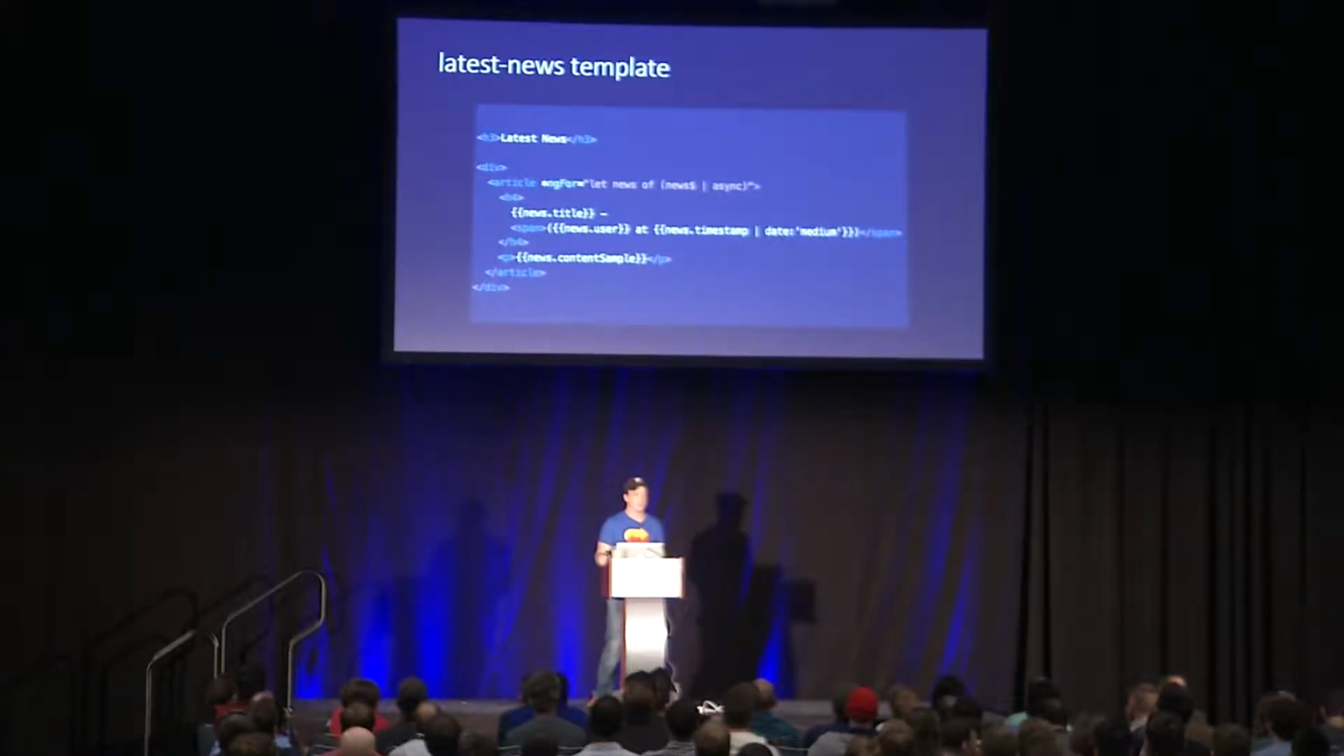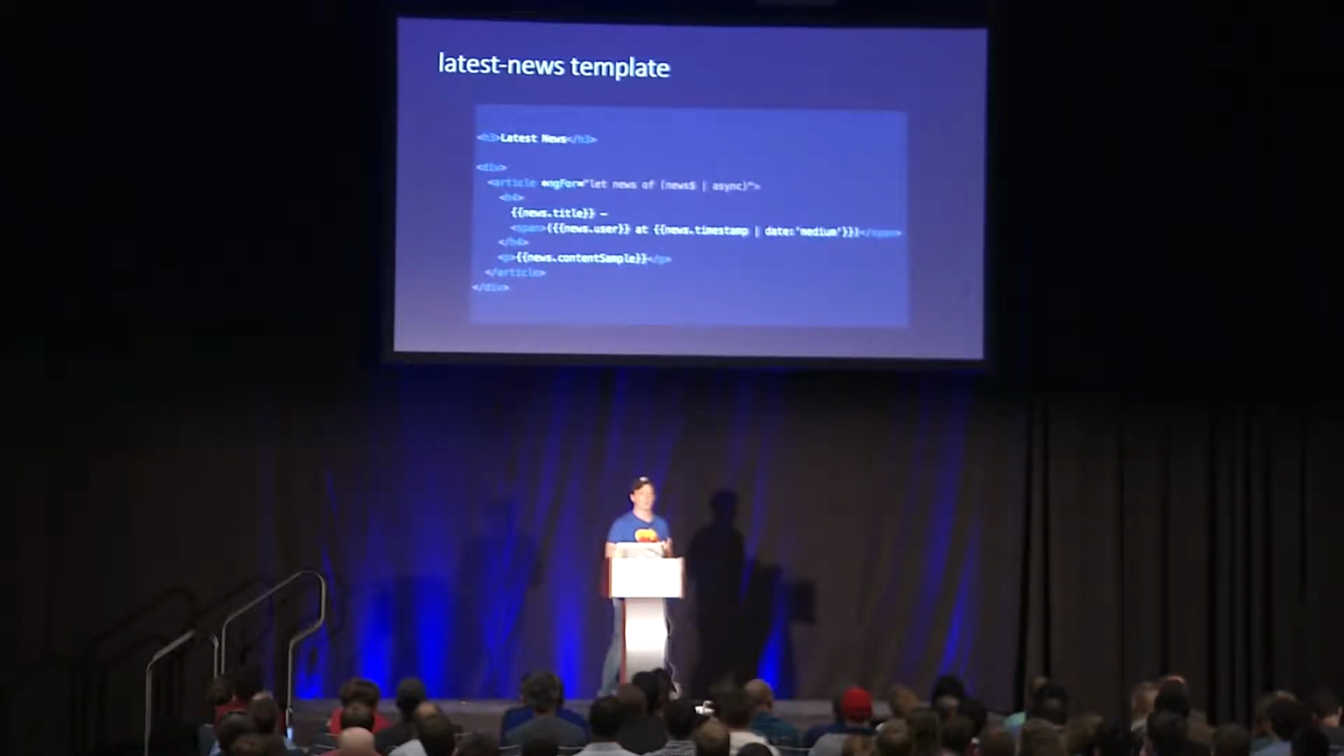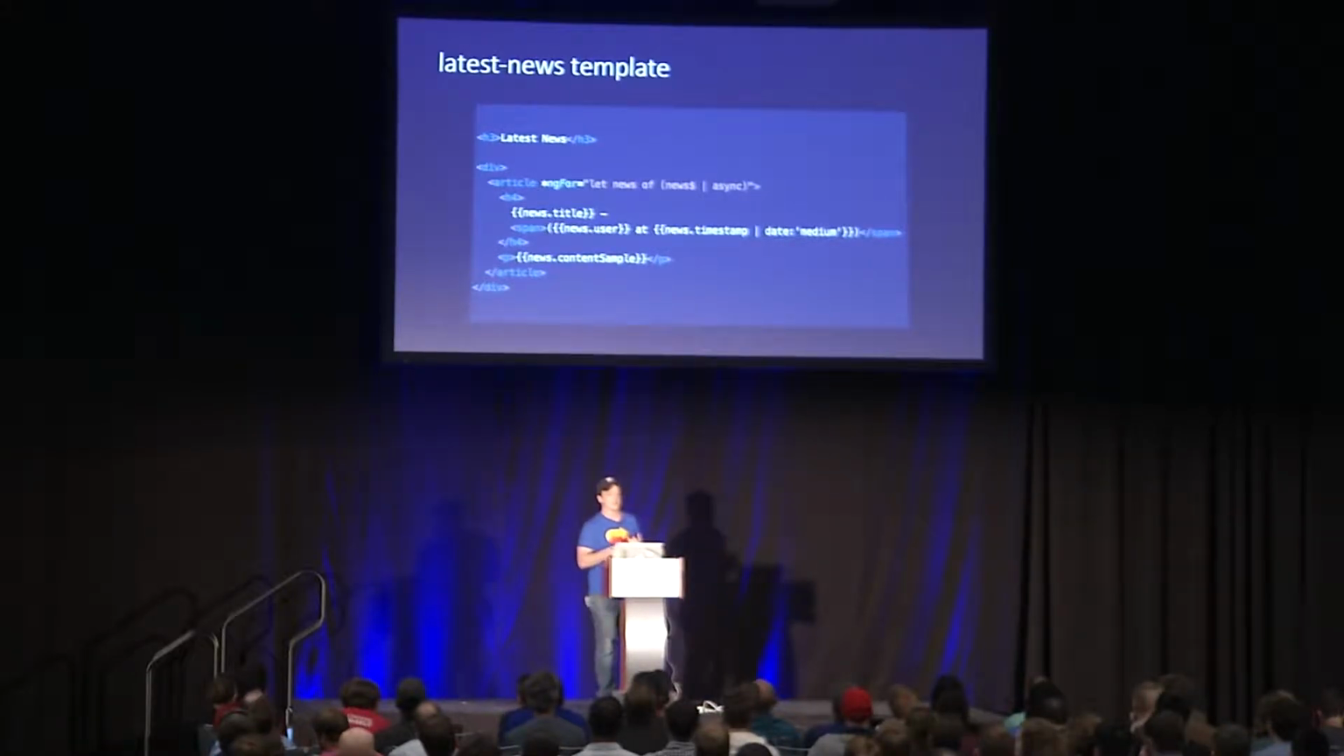The latest news template looks like this. What's noteworthy in here, other than the ngFor for looping over things in Angular, is that I'm using this pipe async idiom. Angular has first-class handling for observables, which is one of the reasons that I like it.